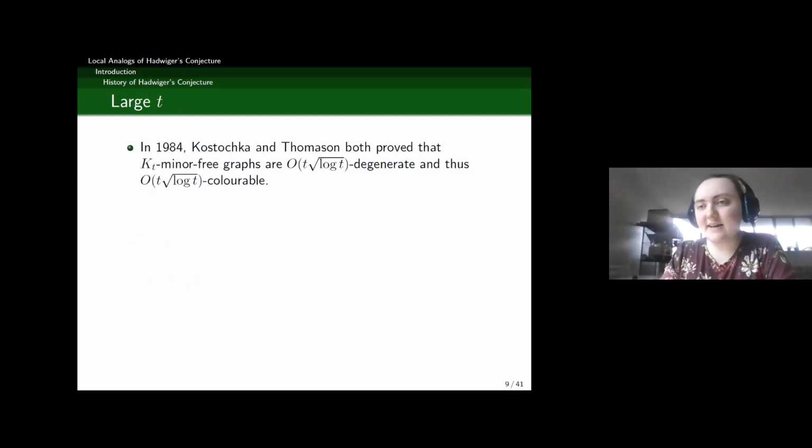For large t, some bounds are known. In 1984, Kostochka and Thomason independently proved that K_t minor free graphs are O(t√log t) degenerate, and that gives a bound on the coloring. And for a long time, this was the best known result. And in fact, some people were starting to wonder if Hadwiger's might be false and this might be the best bound you could get.